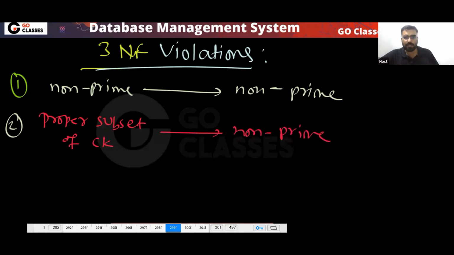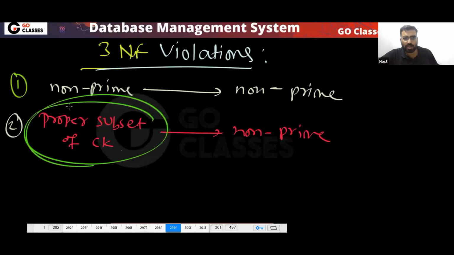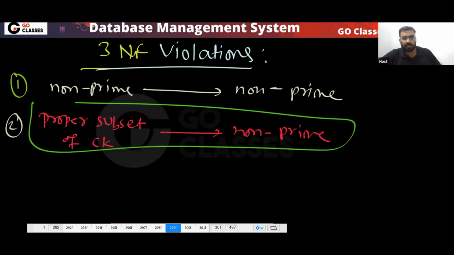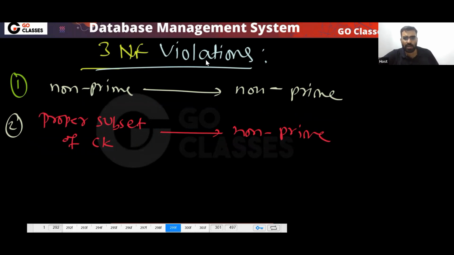Why is this a problem? Because this is not a super key. A proper subset of a candidate key cannot be a super key. Yes or no? This is not a super key. This is a problem in 2NF also. So it is a problem of 3NF too. Remember, a problem of 2NF is also a problem of 3NF.